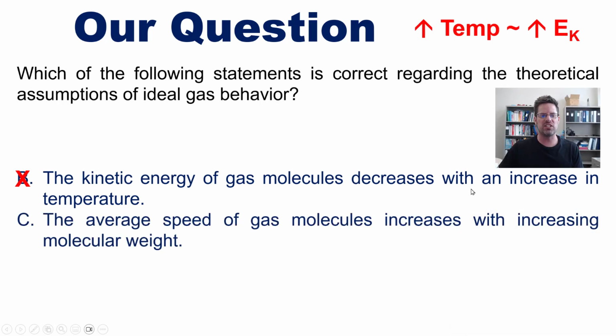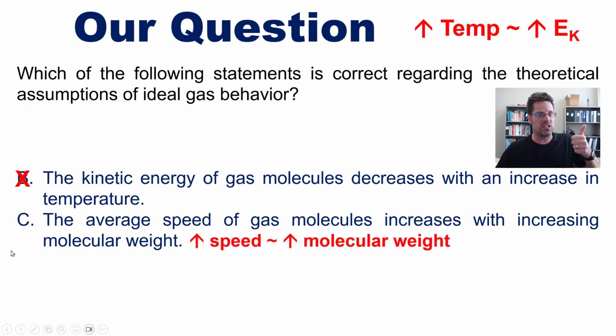C states that the average speed of gas molecules increases with increasing molecular weight. In other words, it states that as molecules get larger in size, they go faster. Does that logically seem to make sense to you? No, I think it would actually be the opposite. That as a molecule gets larger in size, it moves slower. And that turns out to be the case. These two things are inversely related to each other, and you should definitely make sure you memorize that. Hence, we can eliminate option C.